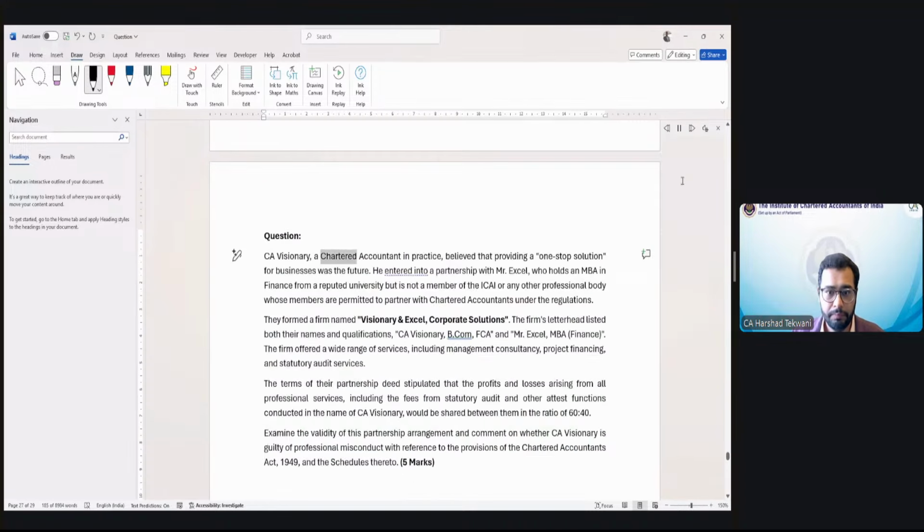CA Visionary, a chartered accountant in practice, believed that providing a bit of fast.